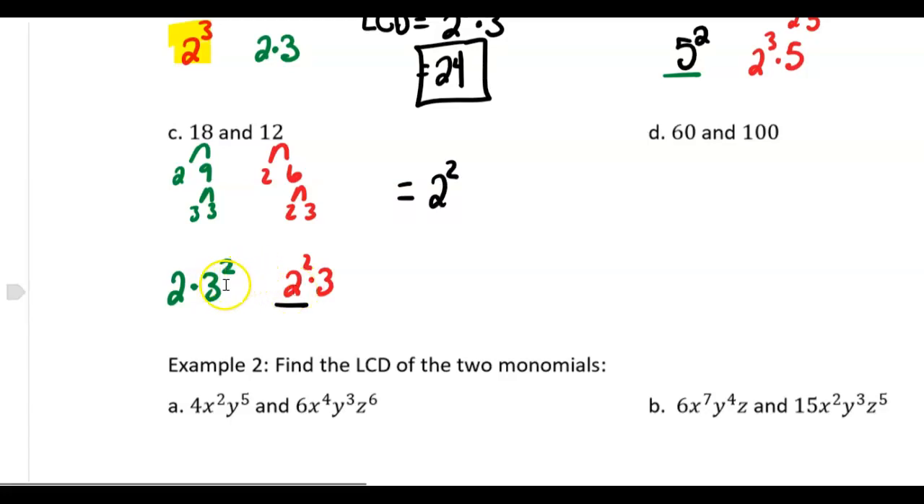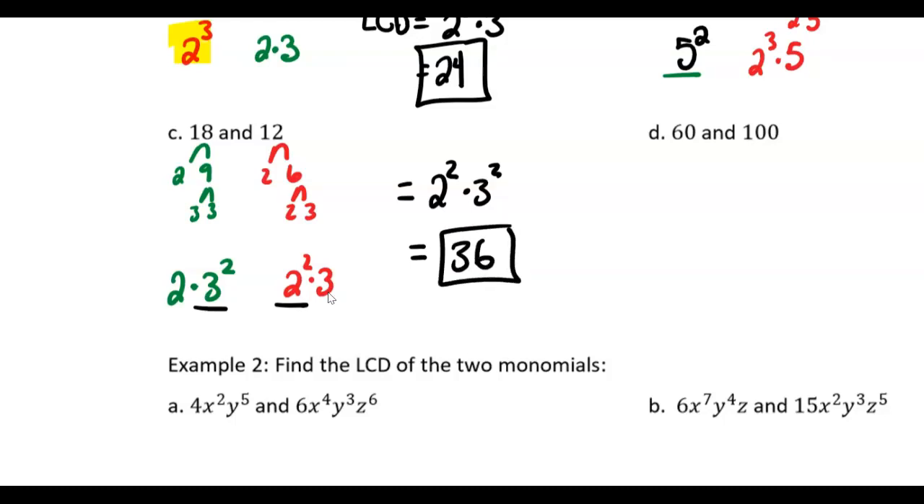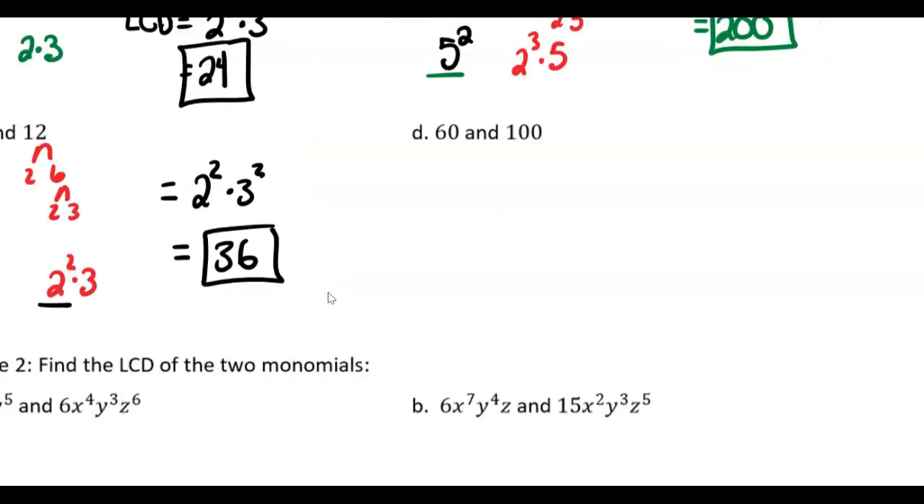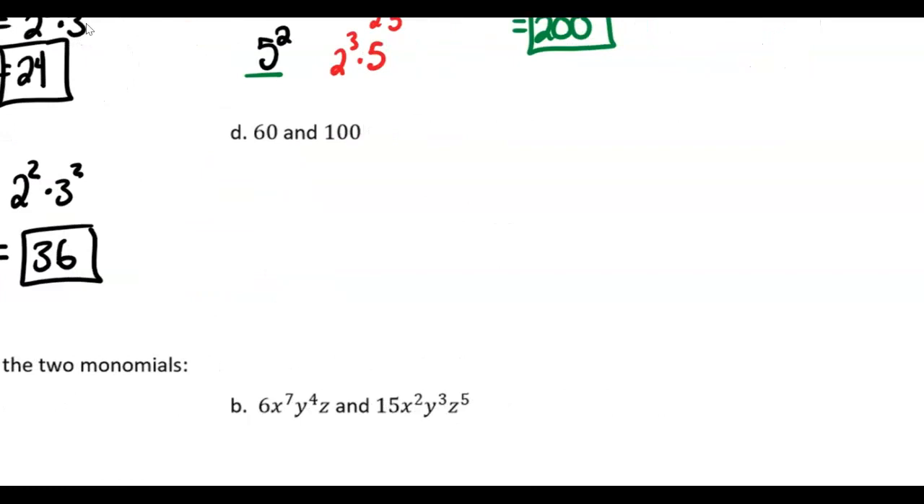Okay, now look at the 3. The 18 had 3 squared. The 12 just had 3. Between the two, you choose the higher power. 3 squared is higher. And so then you have 2 squared times 3 squared, which is 4 times 9. So 36 would be your lowest common multiple, or what you would use to find your least common denominator. Okay, so let's do it again.